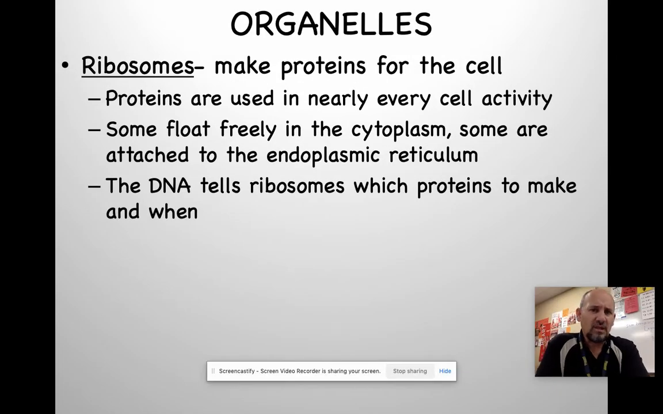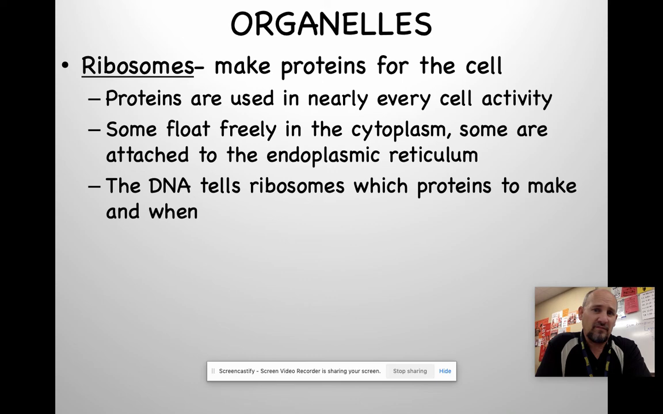Ribosomes. Ribosomes are responsible for making proteins for the cell. Proteins are what actually gets the work done. It's the chemical that makes things happen. It also provides the building blocks for all the things that are going to happen in that cell. Okay, as the second bullet point says, proteins are used in nearly every cell activity. They're building blocks, they're instructions, they're used to cause things to happen, and they're pretty important.